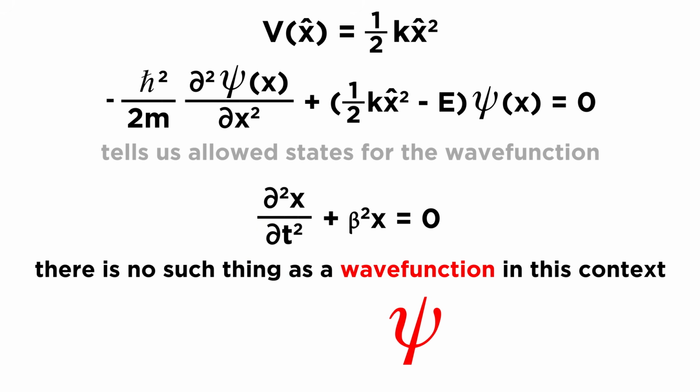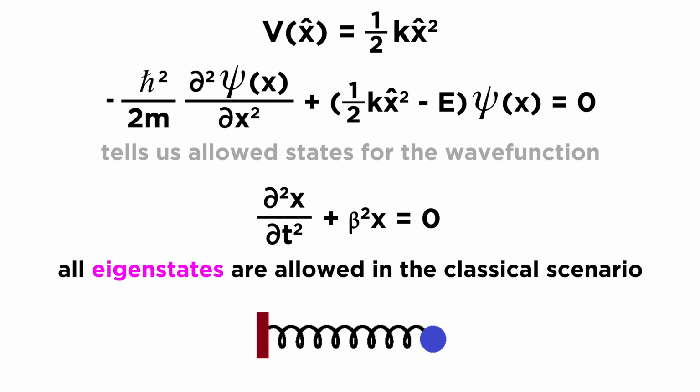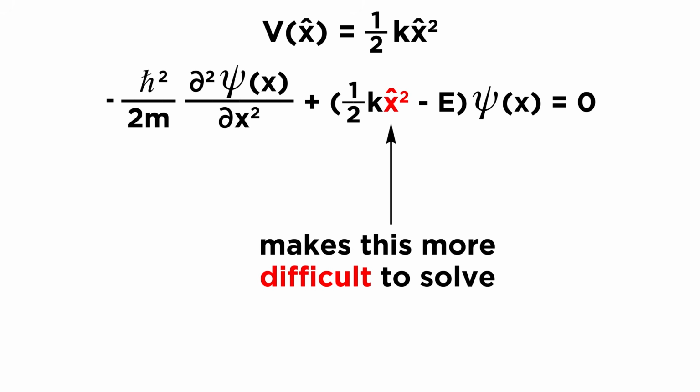In the classical scenario, the concept of a particle's wave function simply does not exist, and it would be absurd to calculate the allowed eigenstates of a classical particle in a harmonic potential, because all eigenstates are allowed. Also, we now face a much more difficult differential equation.